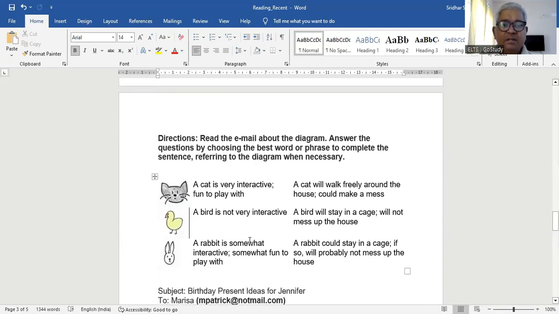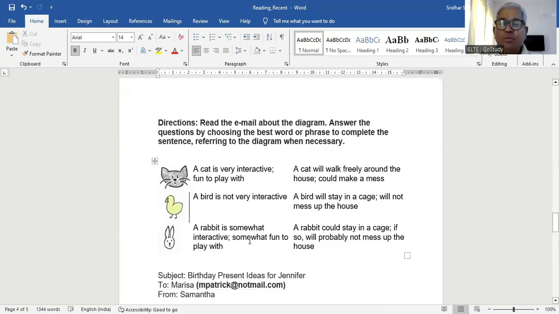So there is a cat, a bird, and a rabbit. A cat is very interactive, fun to play with. A bird is not very interactive. A rabbit is somewhat interactive, somewhat fun to play with. So a cat is very interactive, fun to play with.